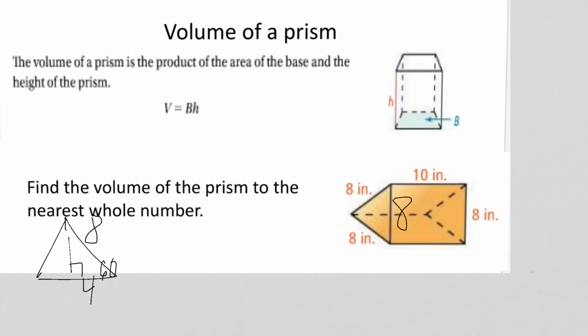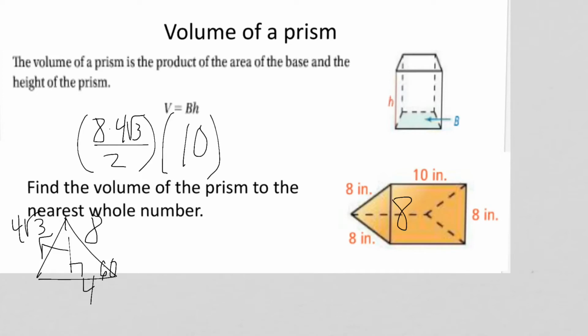We sketch in an altitude. We have a 30, 60, 90 right triangle there. We know that the height is opposite of the 60-degree angle. So the height of this triangle is 4√3. So if I'm trying to find the area of the base, we're going to be doing the whole bottom, 8, times the height, divided in half. And that's going to be multiplied by the height of this whole prism, which is 10.